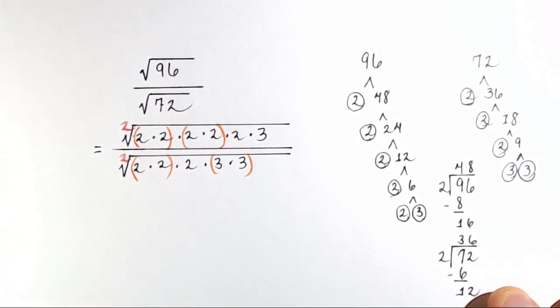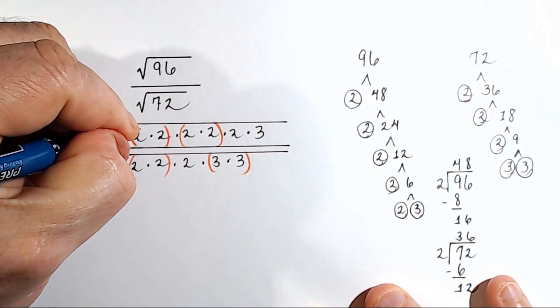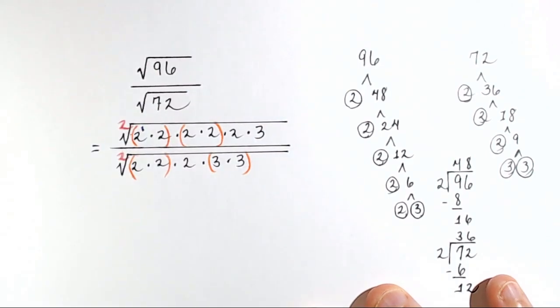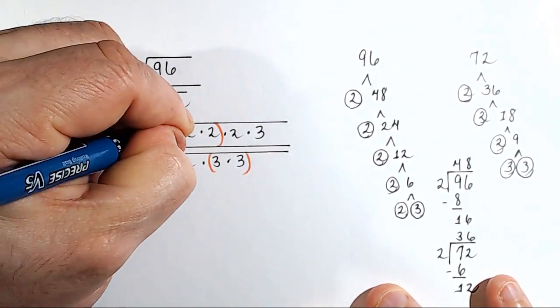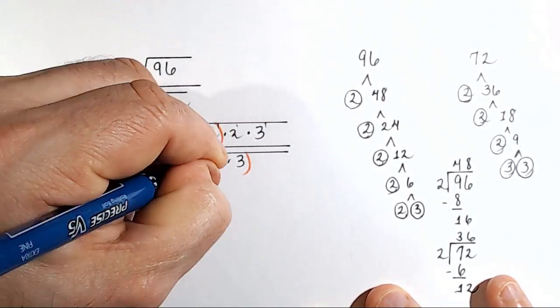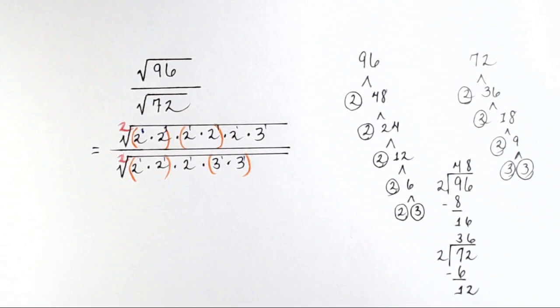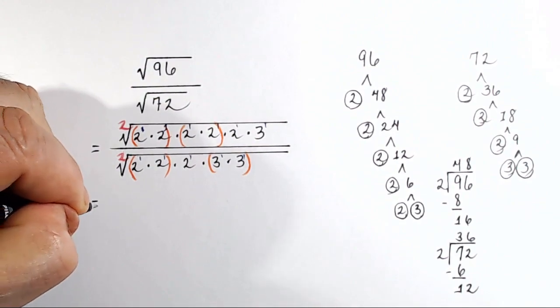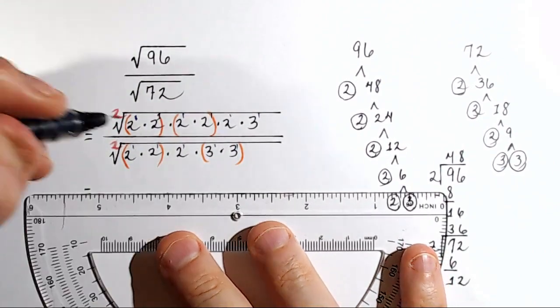Remember, all these numbers have exponents of 1. 1, 1, 1, 1, 1, 1, 1, 1, 1, 1. And remember, we add exponents when we multiply them. So let's do a little strategic multiplication. We'll see what we get. We're going to rewrite both of these.